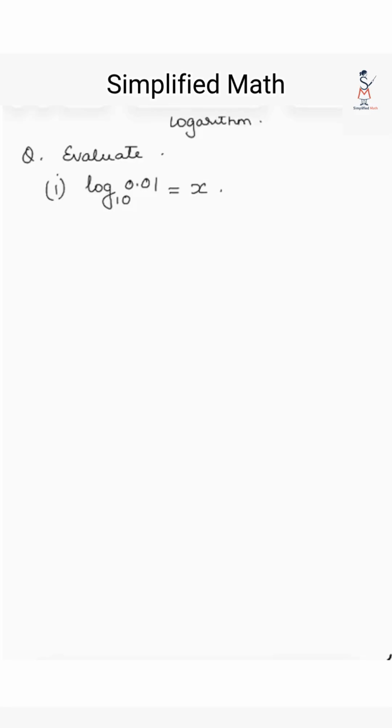Fine. And now change the log to exponential form. How do we change it? If log b to the base a is equal to y, then the base remains the same and we interchange the answer and the log. That is, a raised to the power y is equal to b. This is the exponential form of this log. Same way, the base will be 10 only and we will interchange this. That means 10 raised to the power x is equal to 0.01.